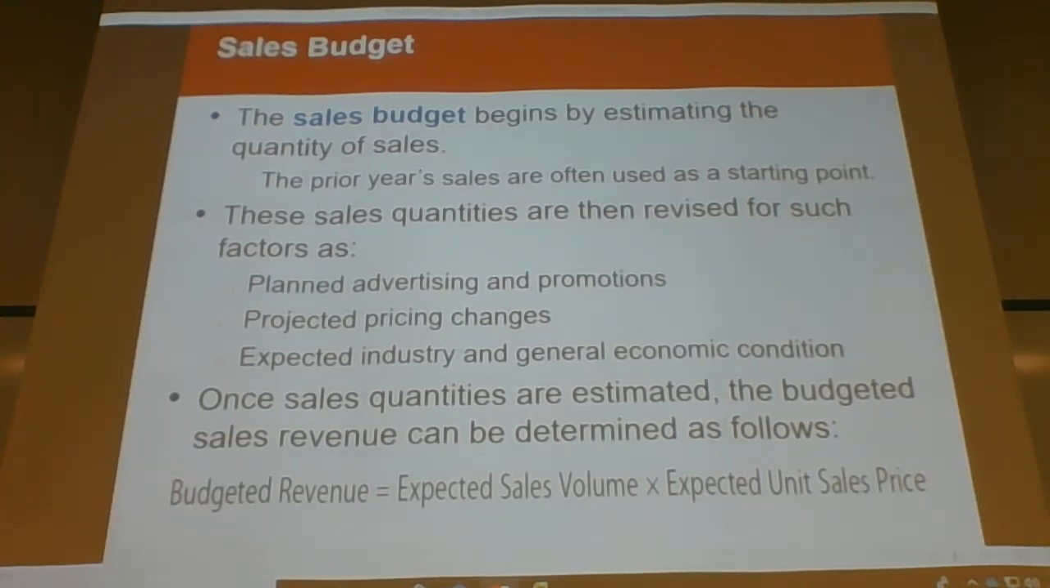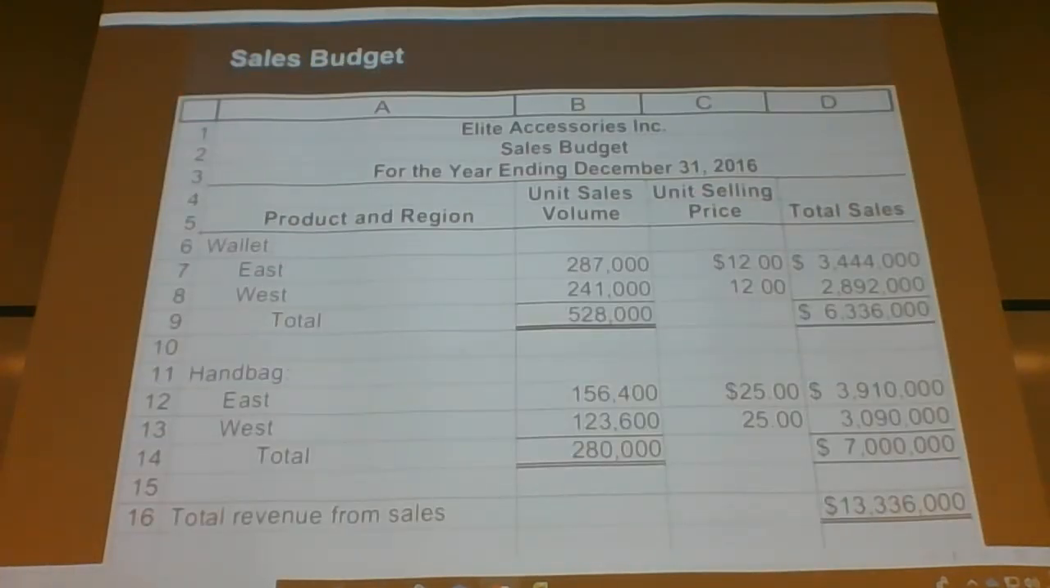So this is a very, very simple formula. It obviously implies some things such as sales mix and so forth, but this is the appropriate basic formula, all right? Here we have an actual sales budget, and we have a company that looks like they have, yes, we have two products. We have wallets and handbags, and then we have an East region and a West region.